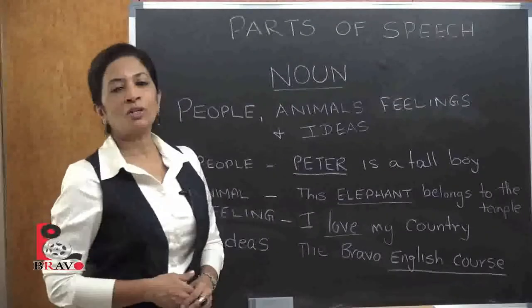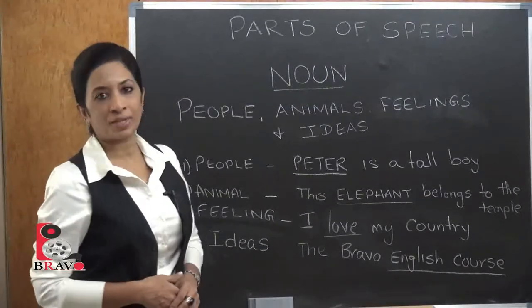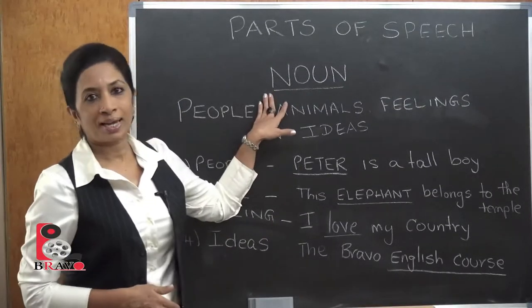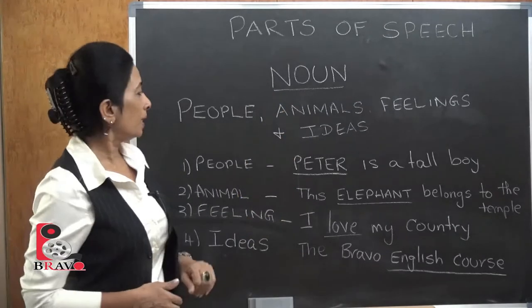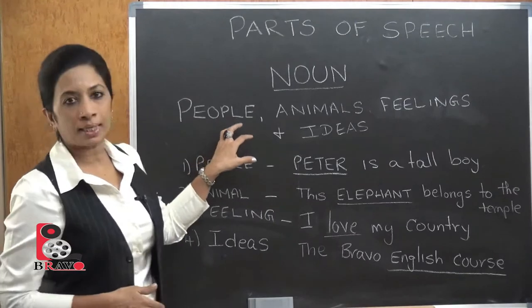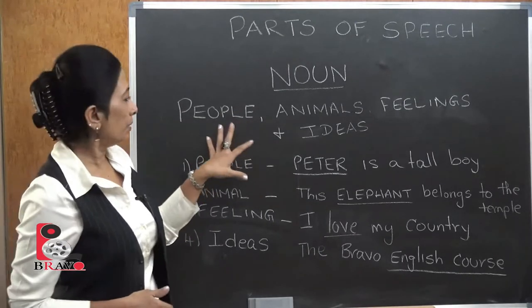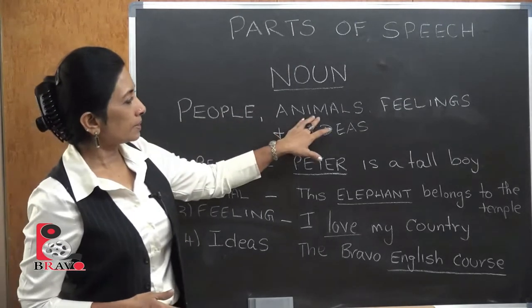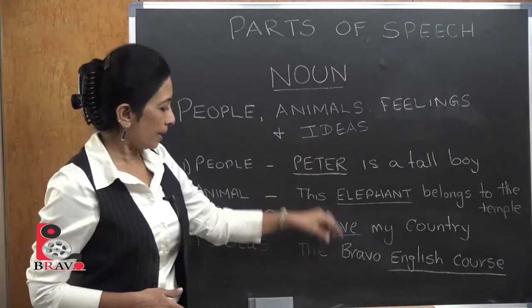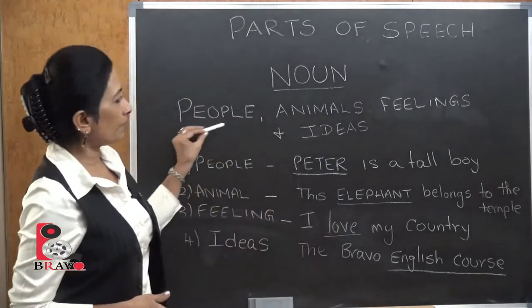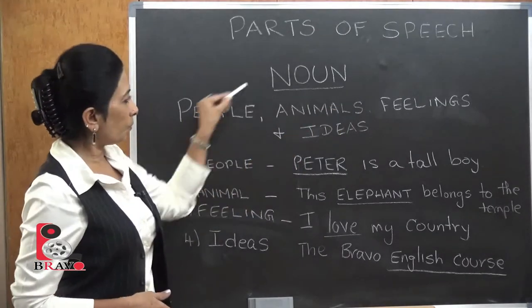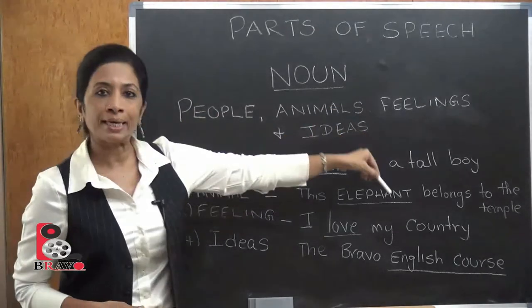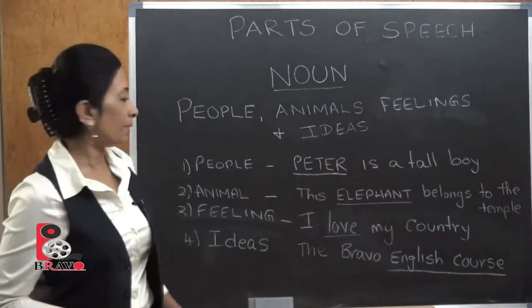Okay, now we are moving on to the second part of speech of English grammar, which is called the noun. Now we are going to go into a little bit more detail on the noun. I've chosen again 4 examples to show you: people, animals, feelings and ideas. Now within the 4, let me expand a little bit better so that you understand what I mean.